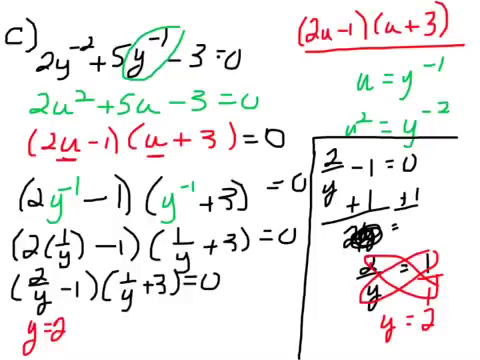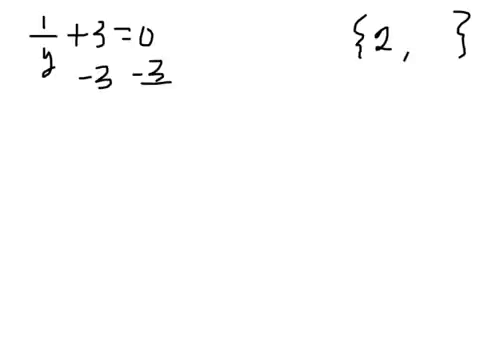Now 1 over y plus 3, let's see if I can fit it down there in that space. Or let me just go to the next slide. 1 over y plus 3. So we already know that we have one answer of 2. Let me go ahead and make my answer brackets over here and list my answers. So let's subtract 3 from each side. And we get 1 over y is equal to negative 3.